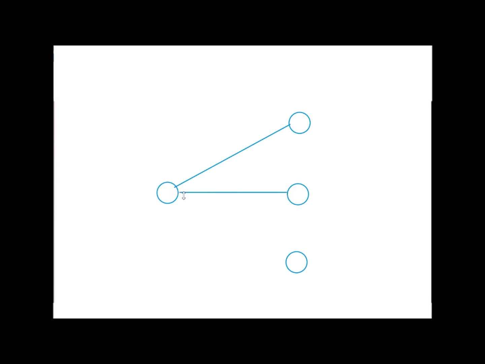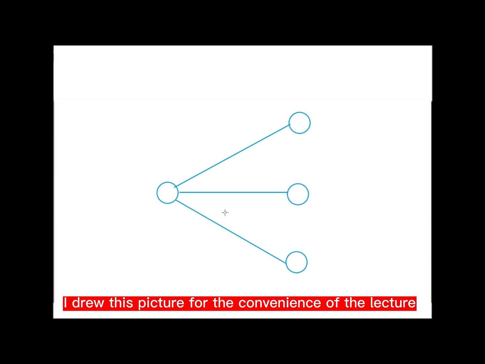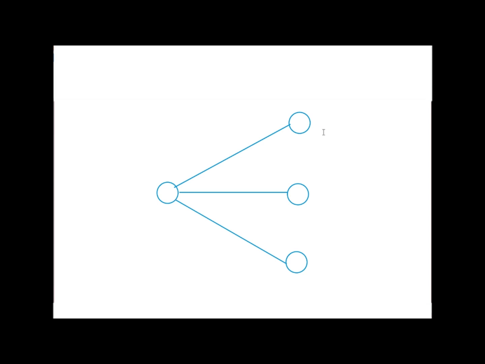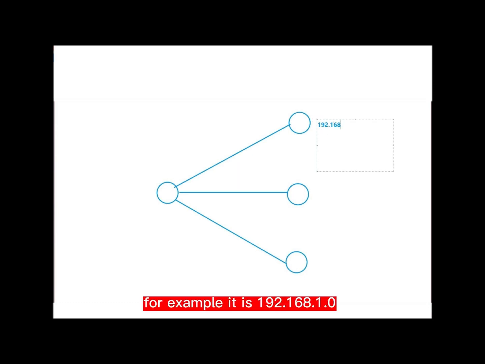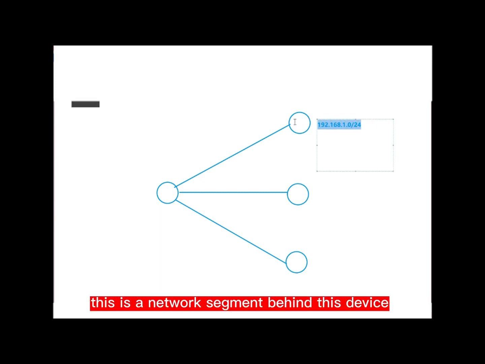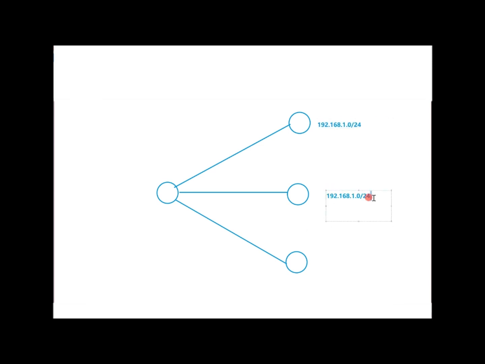I drew this picture for the convenience of the lecture. If you are planning a project in the future, such planning is a failure. But for the lecture, this is a very typical case. For example, 192.168.1.0 with a 24-bit mask. This is a network segment behind this device. This is a 25-bit mask. This is a 30-bit mask.